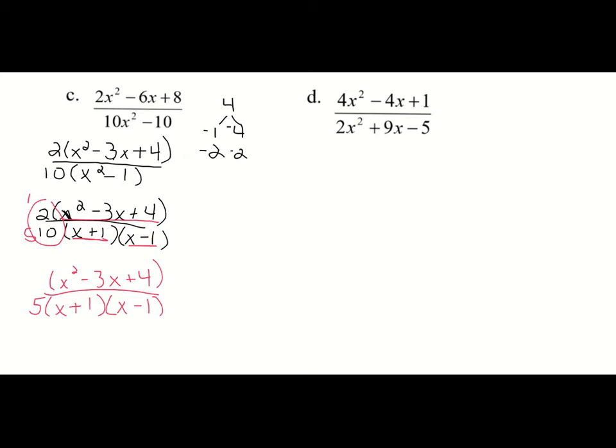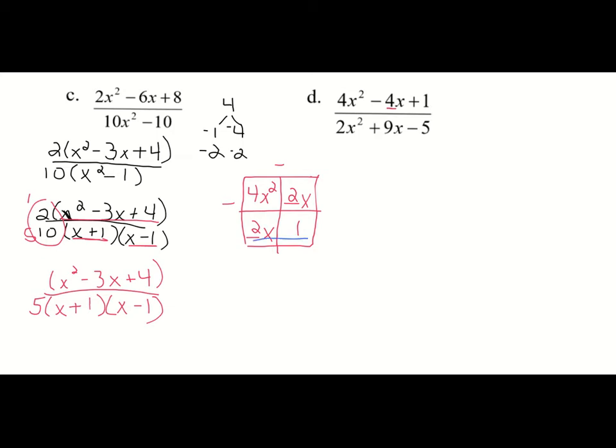Let's take a look at D. So for D, I do see there is no greatest common factor that I can pull out on the top or the bottom. So I'm going to go ahead and box the top. So I have 4x squared, and I have 1. 1 times 4 is 4. I need a negative 4 here. So I'm going to do negative 2 and negative 2, because that will give me 4 when I multiply and when I add.